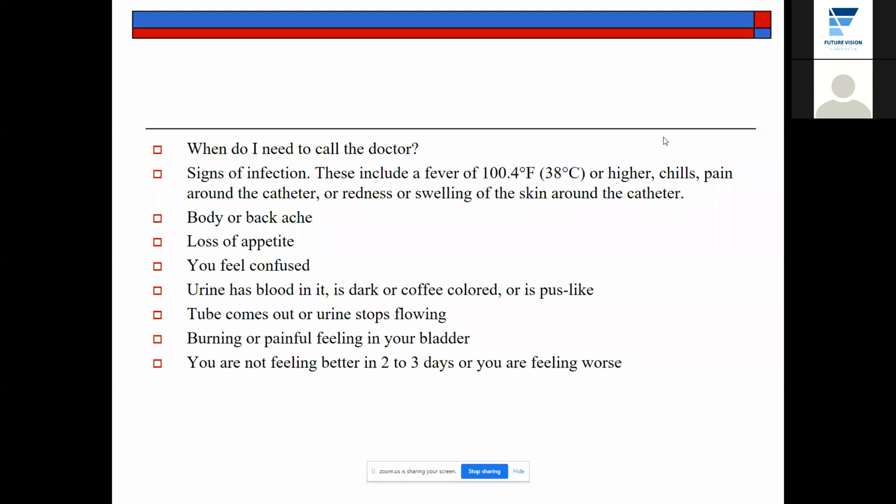Okay, since the patient has a high temperature, this is a condition where he might have a high risk of urinary infection. If he has pain around the catheter, redness or swelling of the skin around the catheter, all of these are signs telling me that the patient has an infection of the Foley.